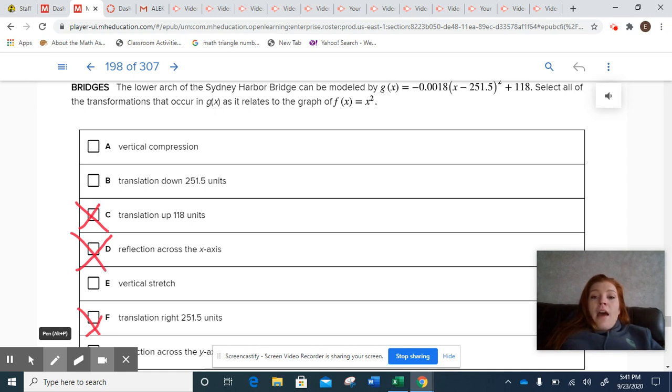And then we have a 0.0018. So we are compressing the graph. It's not getting skinnier. Remember, that's a number that has to be bigger than 1. We have a number that's between 0 and 1, so it's actually getting super, super flat. So vertical compression. So those 4 transformations are what's happening on this one.